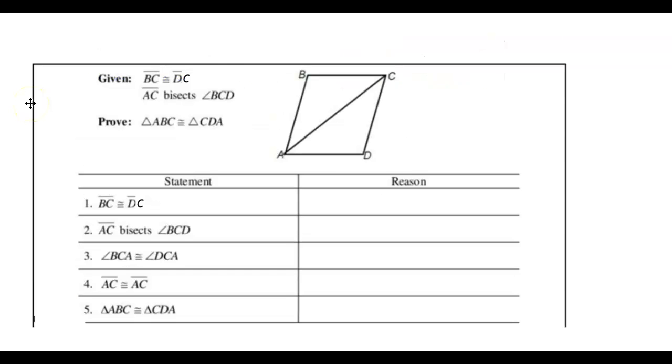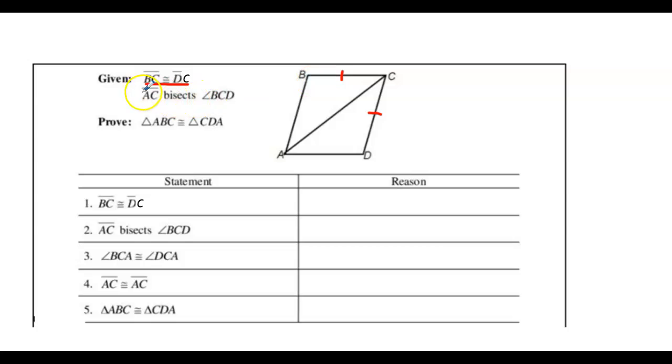Next proof, you can see that there's some given information, and there's a diagram. This diagram looks a lot different than the previous diagram, but there's one thing that you should be able to pick out right away. That's that these two triangles have that shared side. We'll talk about that in a moment. First, it says that BC and DC are congruent, so let's mark that on the diagram.